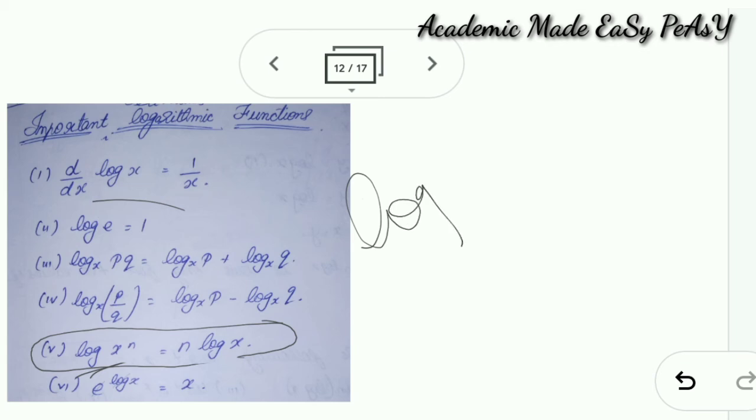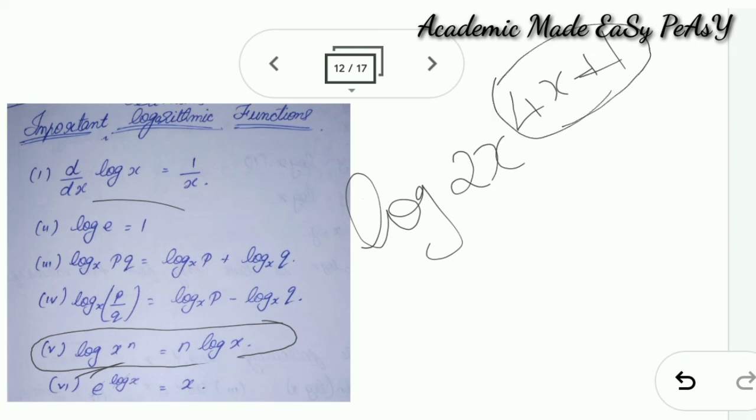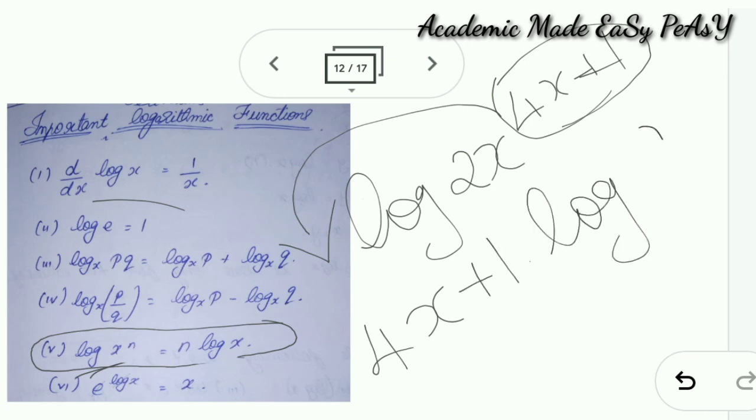So when it is log of 2x power 4x plus 1, can you differentiate it? No, so you take log. Log means what? This power will become the coefficient of log. So you will have 4x plus 1 into log of 2x. And now we can differentiate, no? So this is multiplication. So you can use the uv dash method in order to find it. I will teach you all that in the exercise sum.